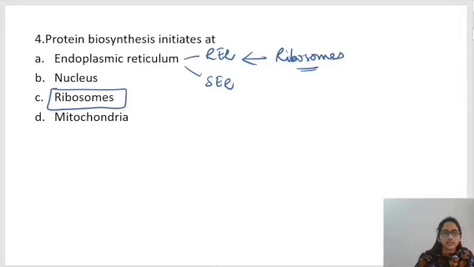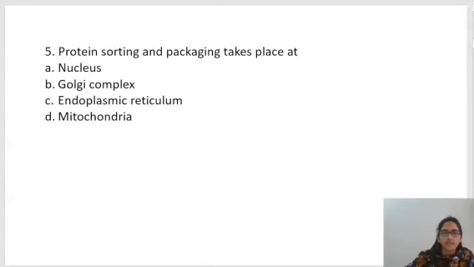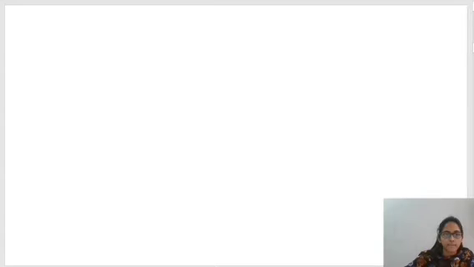So ribosomes is the answer here. Protein biosynthesis initiates at ribosomes. And protein sorting and packaging takes place at the Golgi complex. Yes, it is the Golgi complex.